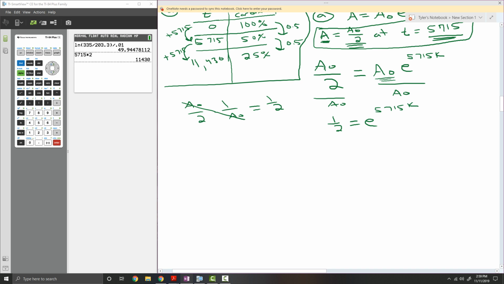We've done this a couple of times now. We just need to take the natural log of both sides. So then this becomes the natural log of 0.5. I just take 1/2 and put it as 0.5. Those are exactly equal to each other. And then this would be equal to just the exponent, 5,715 times k. So now, to solve for k, I would divide both sides by 5,715.